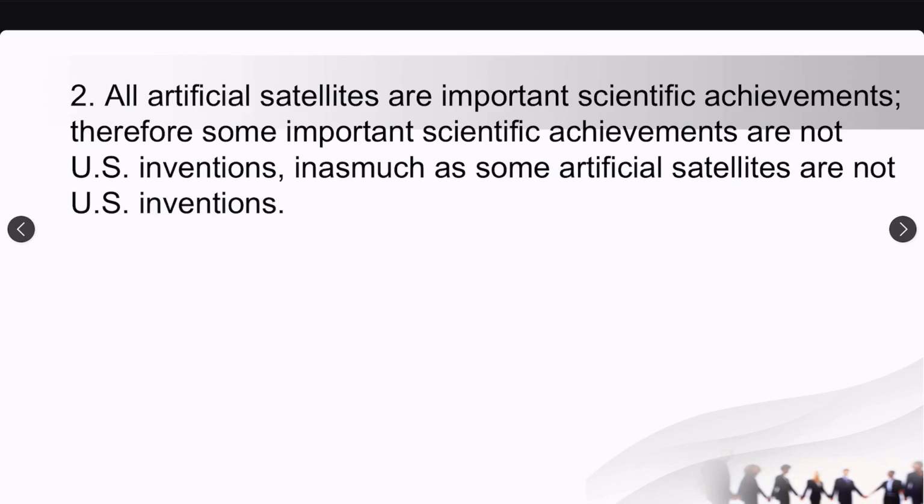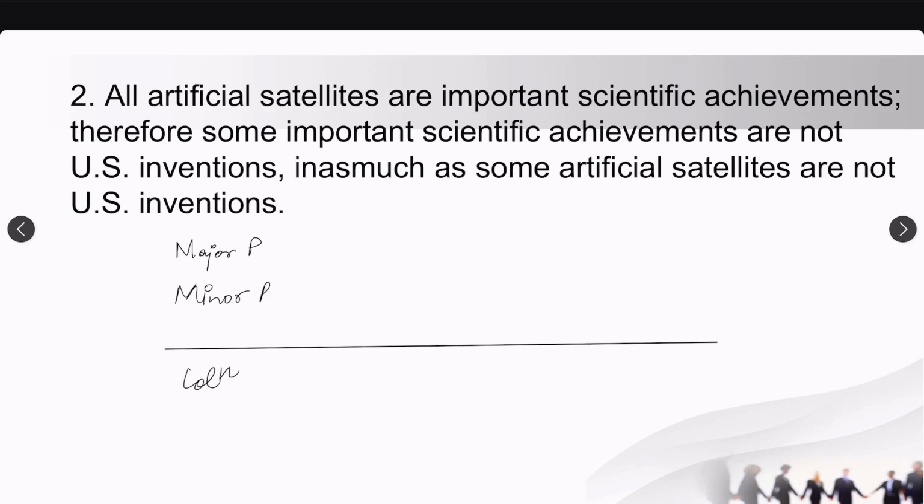In the next example, again what you have to do is identify it in the standard form. So in standard form, again you have to write the major premise, and then we have the minor premise, and then at the last your conclusion. Now let's see where the conclusion is. All artificial satellites are important scientific achievements, therefore some important scientific achievements are not US inventions. This is your conclusion.